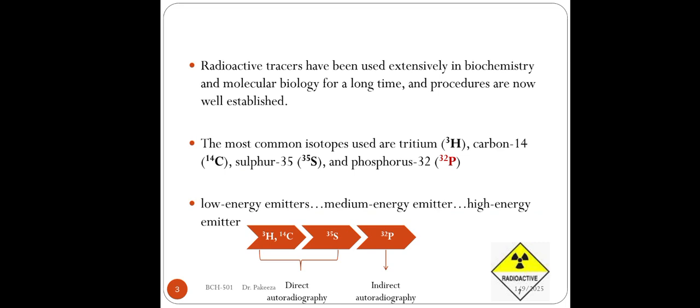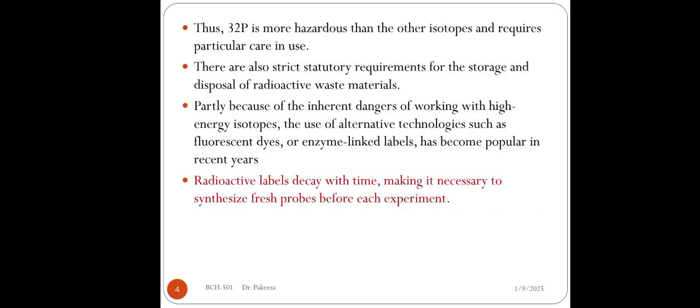Tritium, carbon-14, and sulfur-35 were used for direct autoradiography, and P32 was used for indirect autoradiography because of its high energy emitter property. This P32 is more hazardous than any other isotope and requires particular care in use, and there were strict statutory requirements for the storage and disposal of such radioactive waste materials.